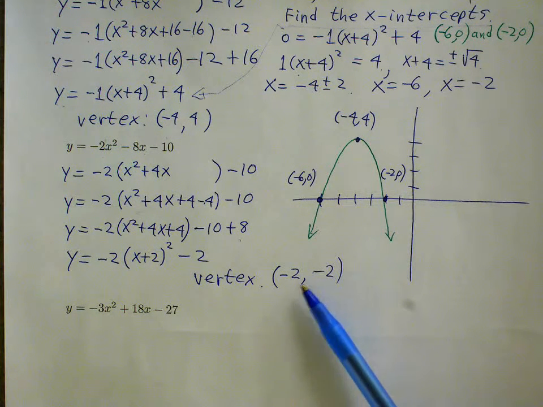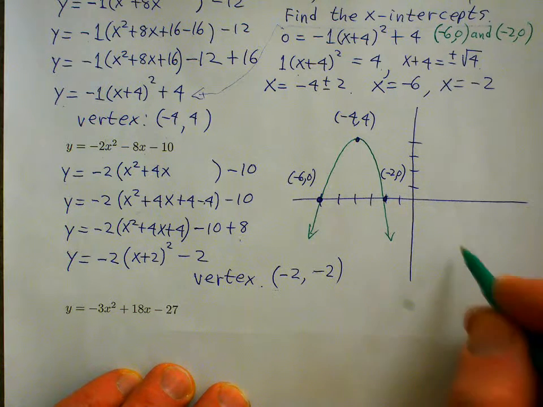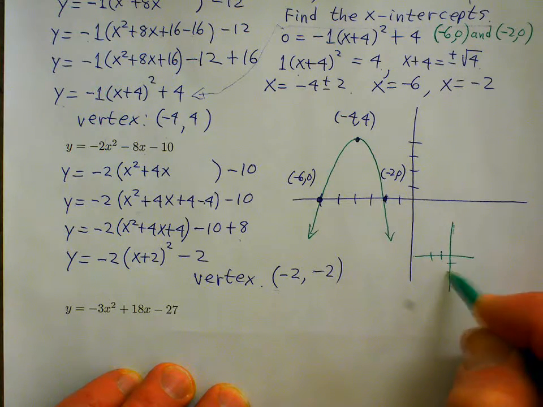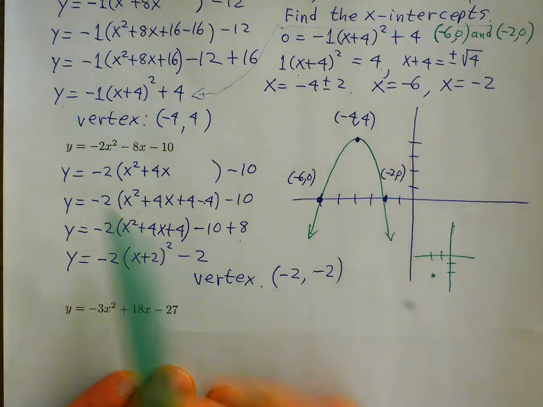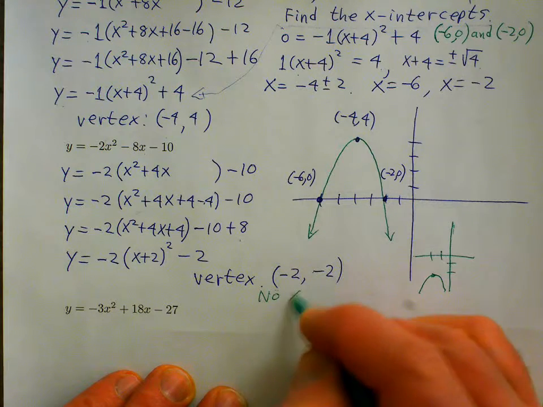Okay, so how many x-intercepts are there? Yeah, there are no x-intercepts. The vertex, we only have a few seconds, but the vertex is below the x-axis. And since the leading coefficient is negative, we know the parabola opens downward. So there are no x-intercepts.